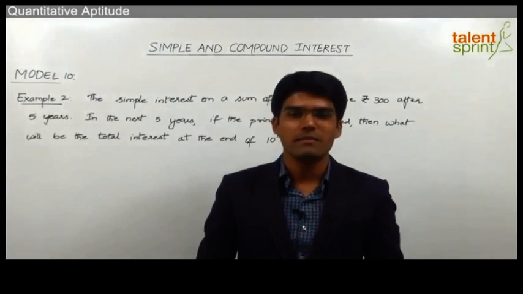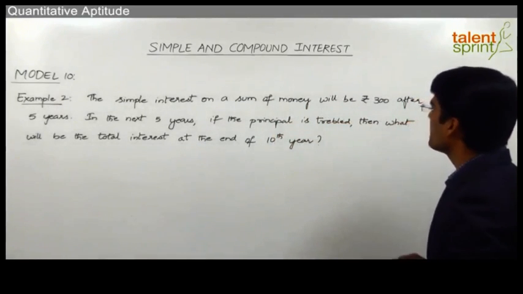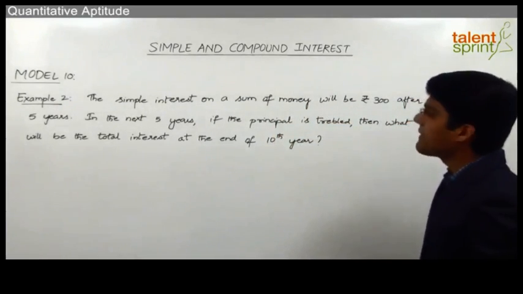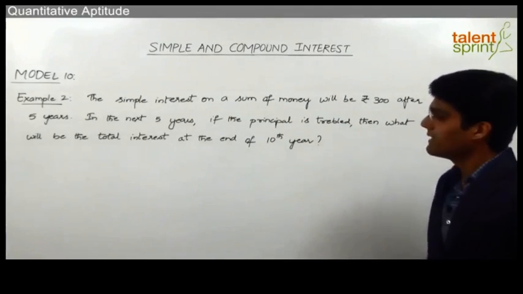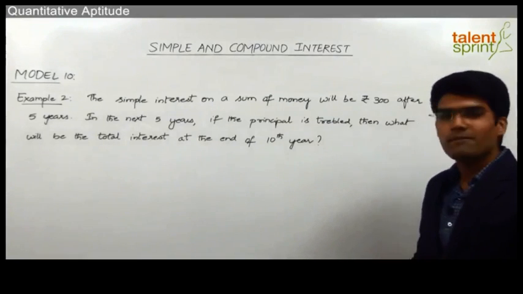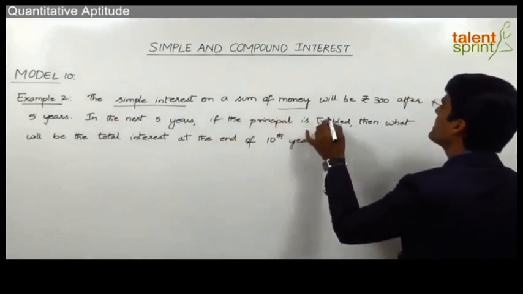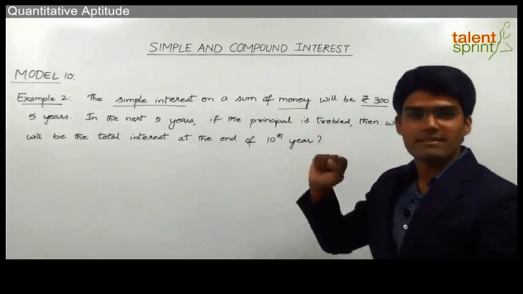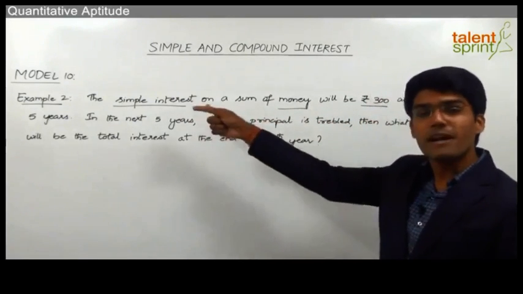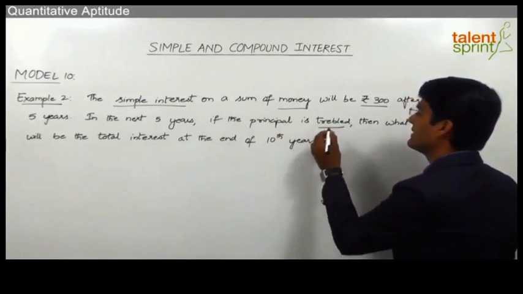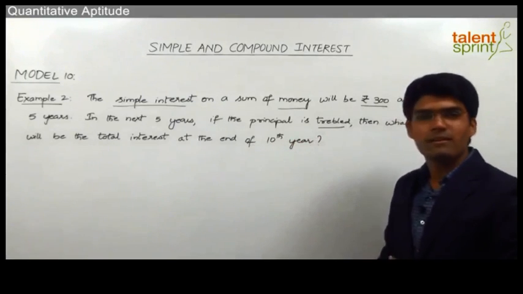Let us now take another typical example based on simple interest. The question is, the simple interest on a sum of money will be rupees 300 after 5 years. In the next 5 years, if the principal is trebled, then what will be the total interest at the end of the 10th year? So the question says the simple interest on some principal amount is rupees 300 for 5 years. That means the total interest for 5 years is 300 rupees. In the next 5 years, the principal is trebled, that means the principal becomes 3 times.